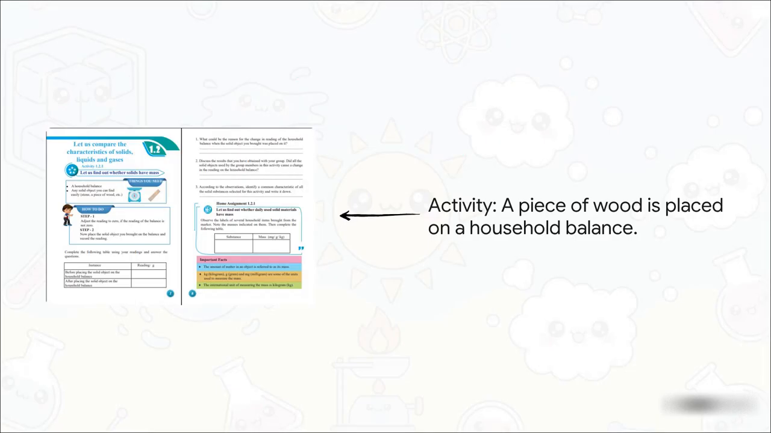It's a simple activity, really. You just take a solid object, like this piece of wood, and pop it on a balance. And look at that, the numbers on the scale change. That measurement tells us its weight, and weight is the evidence of mass. So check, solids definitely have mass.